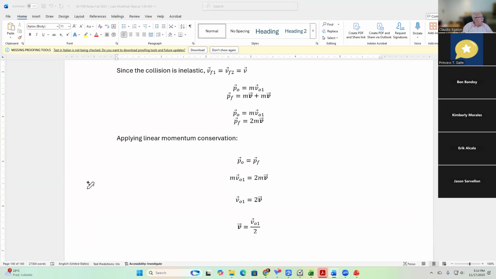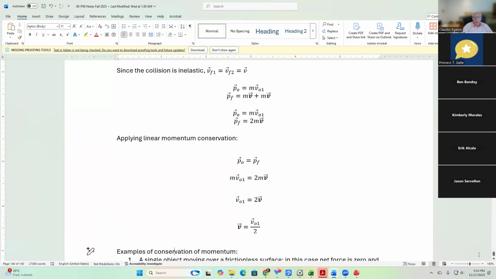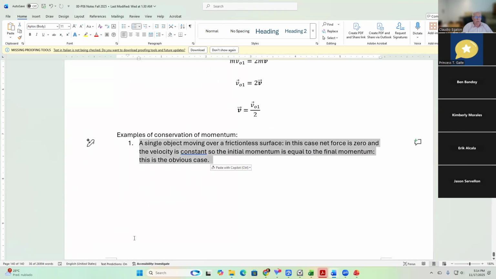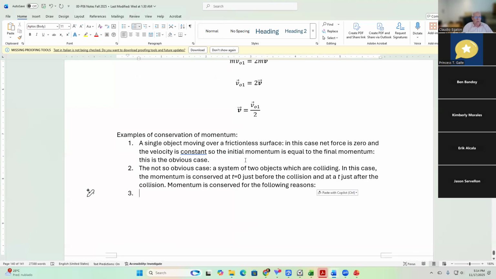Let me give you a list of examples of conservation of momentum. That obvious case of a single object moving over a frictionless surface. In this case the net force is 0 and the velocity is constant, so the initial momentum is equal to the final momentum. This is the obvious case. What's not so obvious is this case that I just presented to you: a system of 2 objects which are colliding. The momentum is conserved just before the collision and just after the collision.